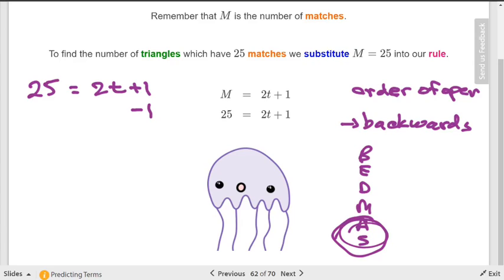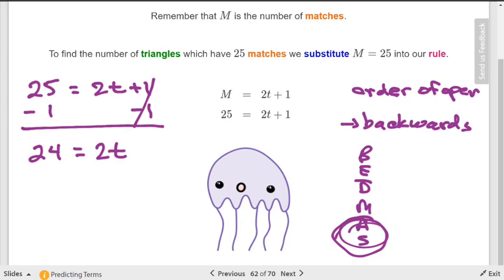Subtract. And what you have to remember is that an equation is a balance. So whatever I do to one side, I have to do exactly the same thing where? To the other. So if I subtract 1 from that side, I have to subtract 1 from this side. What's 25 minus 1? 24. The 2t won't change, but the 1s will subtract away, which is what I want to happen. I want to get rid of things.